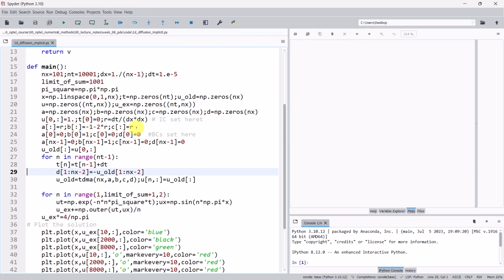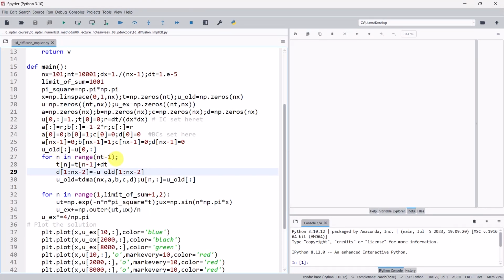The general expression of A, B, C is written here. Then A, B, C for the first equation and last equation are the boundary conditions, written here. D0 is 0, dnx minus 1 is also 0 because of the boundary condition. But for the other d's we didn't do anything. We have to do something about that. My d is on the right hand side, that is minus u from previous time step. So I have this u old and u. U old is my previous time step value and u is my current value. So this is n plus 1 and this is n, the way we were discussing.